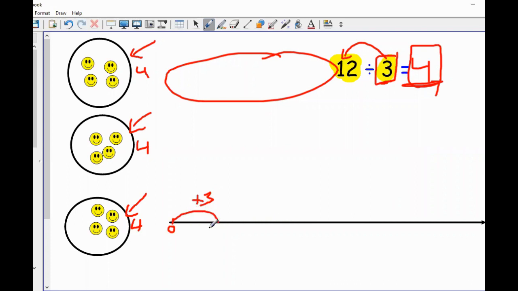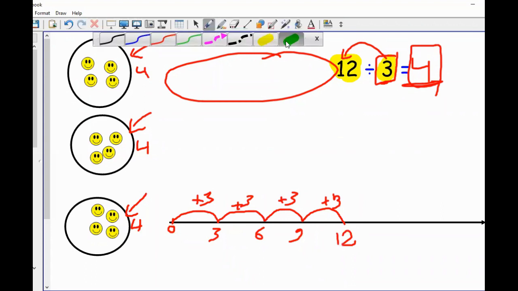So 0 plus 3 equals 3. Can I make 3 more? Yes, I can make another 3. So 3 plus 3 equals 6. Can I make more 3s? Yes. 6 plus 3 equals 9. Can I make more 3s? Yeah, I still have. 9 plus 3 equals 12. So I landed on 12. So I should stop now because I landed on 12.